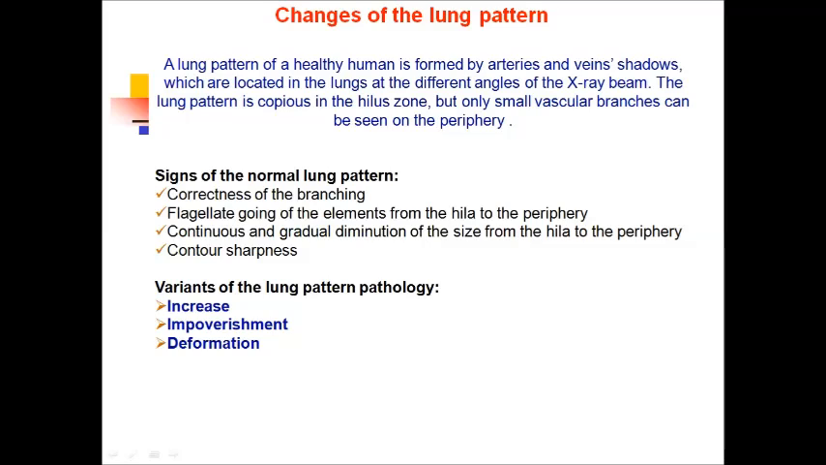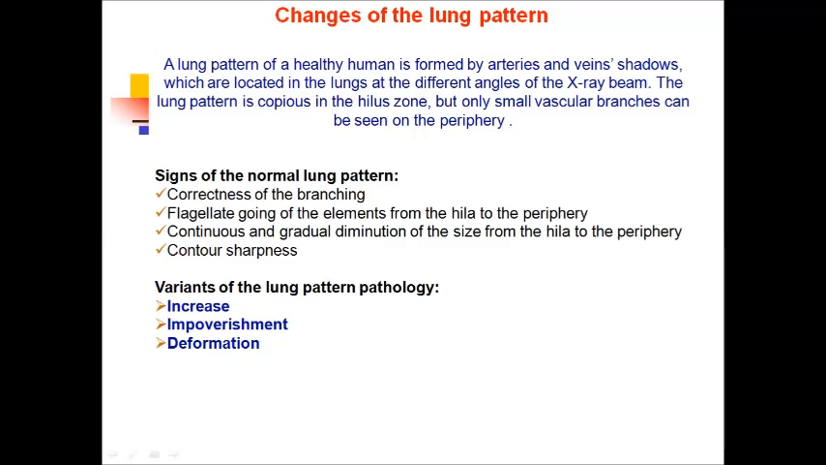Changes of lung pattern. First of all, a few words. What is this lung pattern? In a healthy human, the lung pattern is formed by arteries and veins, shadows of which are located in the lungs at different angles of the X-ray beams. The lung pattern is copious in the hilus zone, but only small vascular branches can reach the periphery of the lung fields and can be seen there.